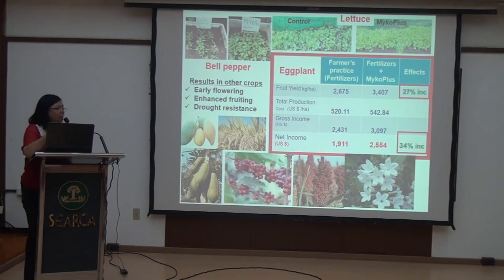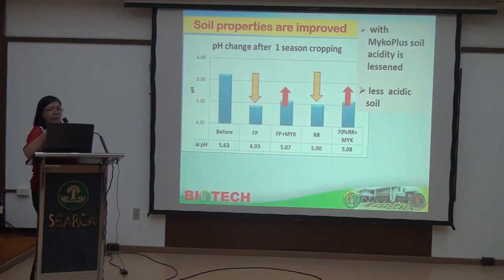There were so many other trials that we did. We had good flowering in mango, enhanced yield in rice, good flowering and fruiting in papaya, coffee, and sampalita, and we had good resistance to drought in sorghum. So we are really waiting for collaboration with other people and other crops.